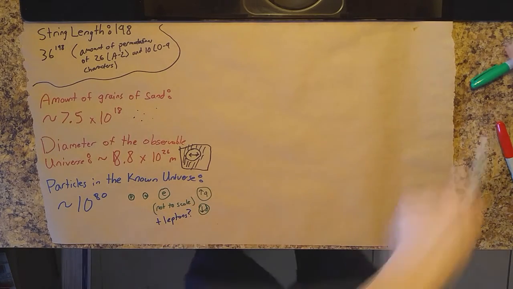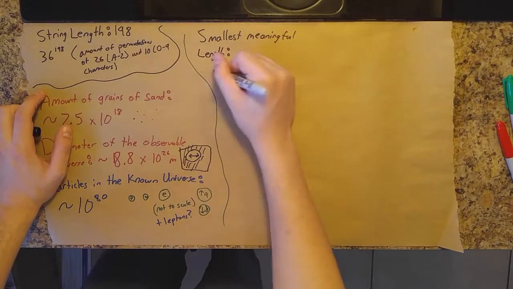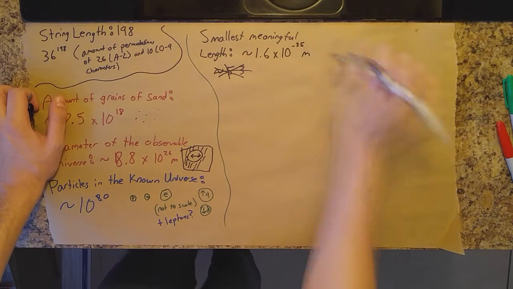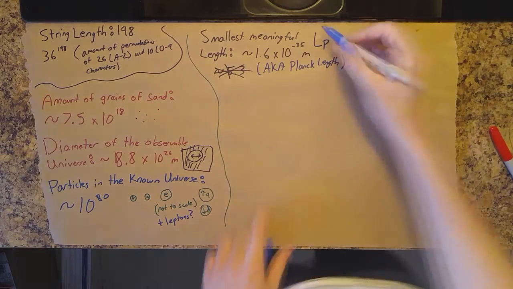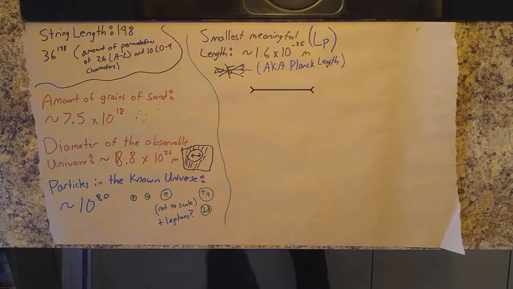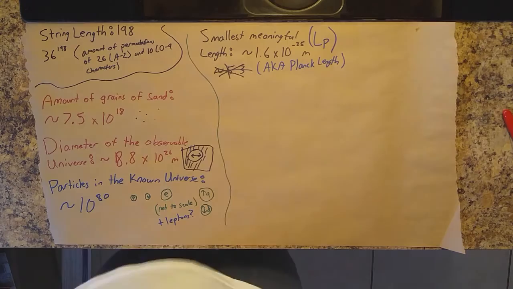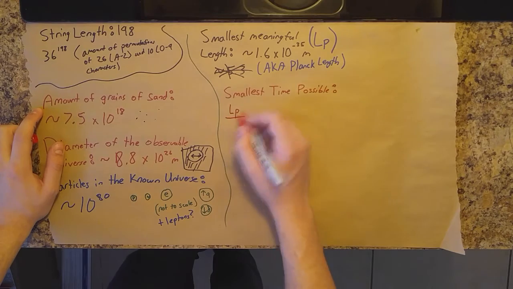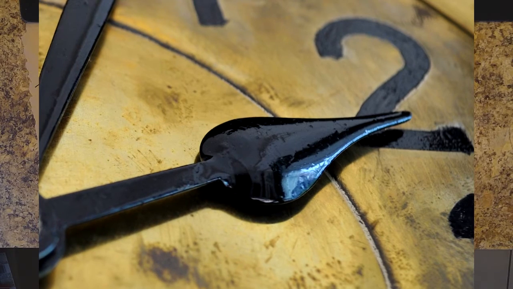So now it's gonna get tricky. We have to take the smallest meaningful length that we know in physics, which is the Planck length, which is about 1.6 times 10 to the minus 35 meters. A distance so small we couldn't hope to achieve viewing. The smallest time possible is when you take the Planck length and you put it over the fastest distance possible, which is the speed of light, and you get 5.3 times 10 to the minus 44 seconds. That's the smallest time possible.